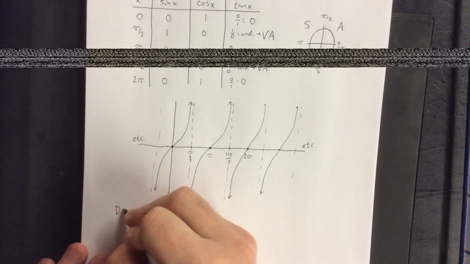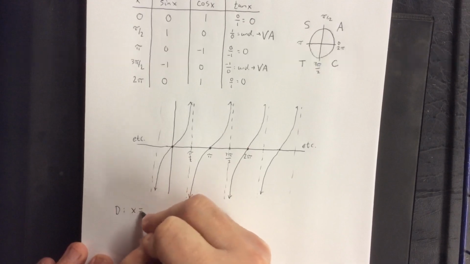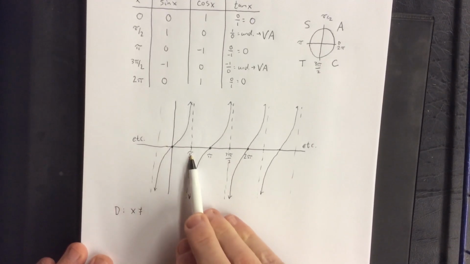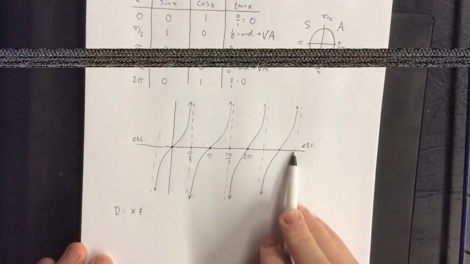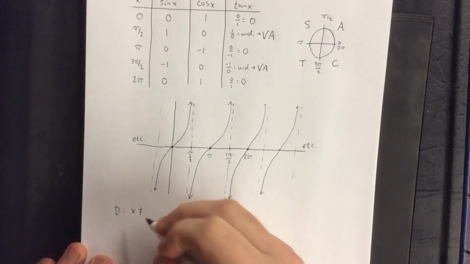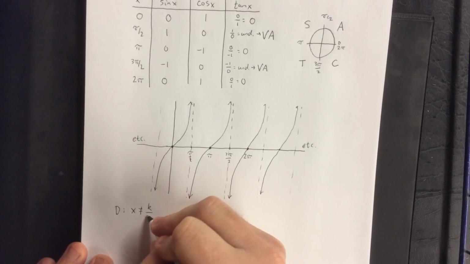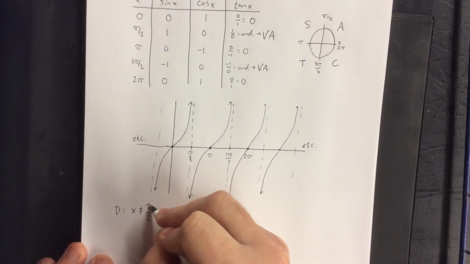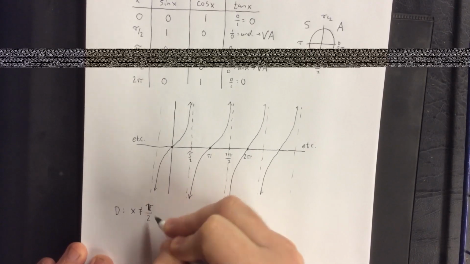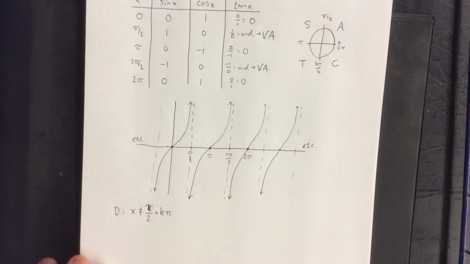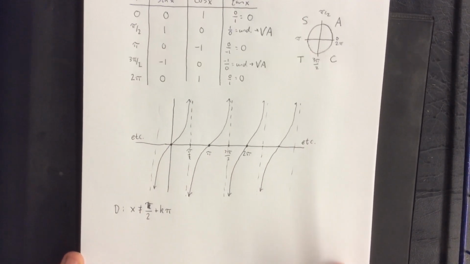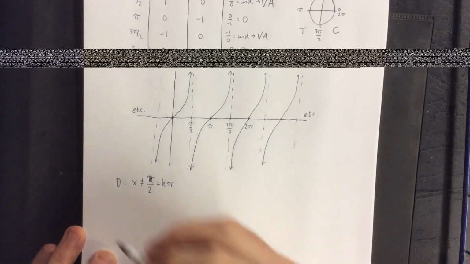So domain is going to be all real numbers except for things like pi over 2, 3 pi over 2, 5 pi over 2, 7 pi over 2, negative pi over 2. We have our first vertical asymptote take place at pi over 2, and then it occurs every pi units after that in both directions. Once again, we see this occurrence of k, where k represents any integer.